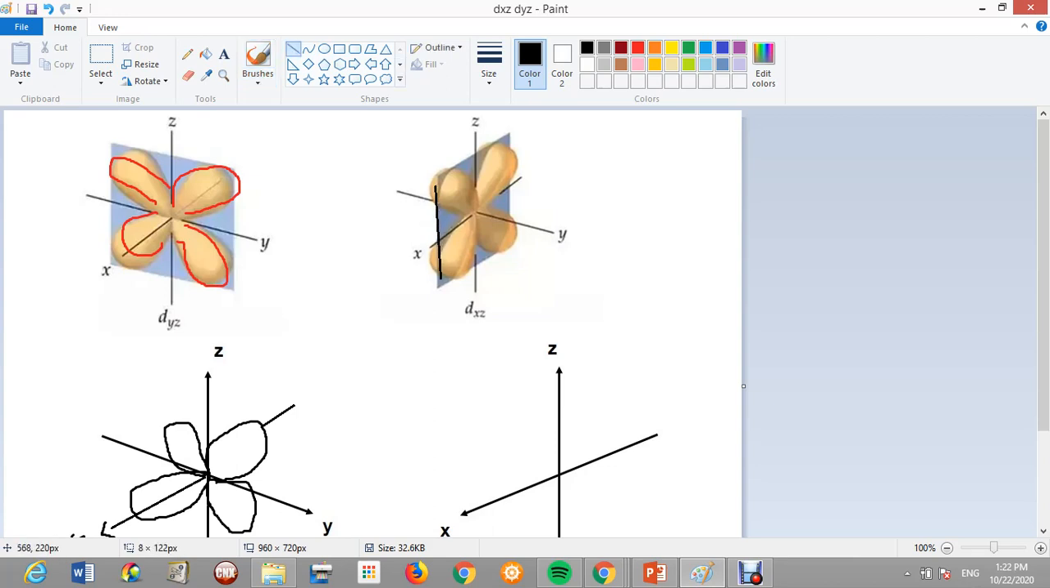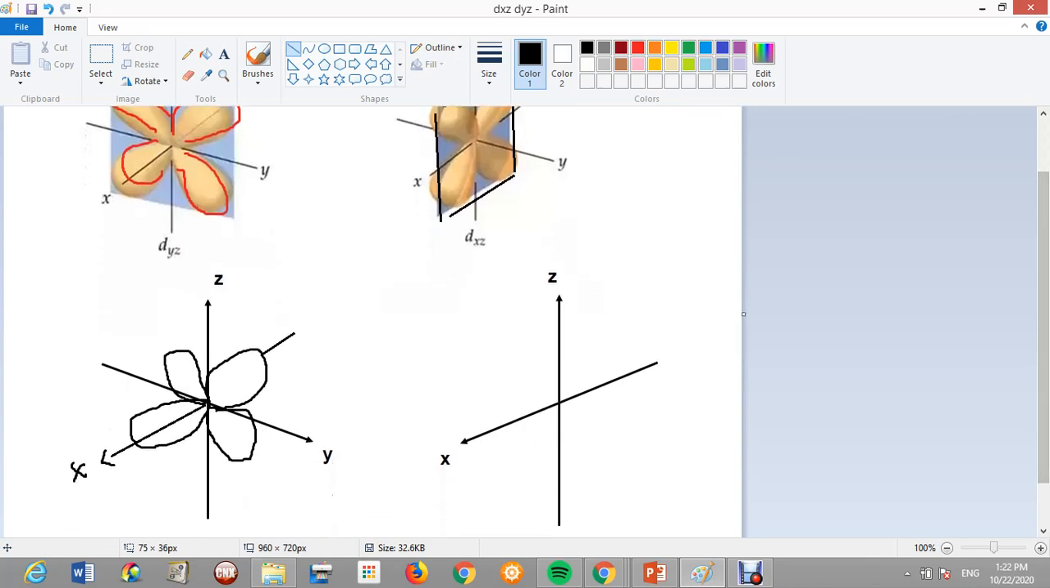This is the plan of the dxz, and the loop is between your x and your z axis. So this is the plan. You also have to draw the plan, and then you just add the loop, which is between your x and z axis.